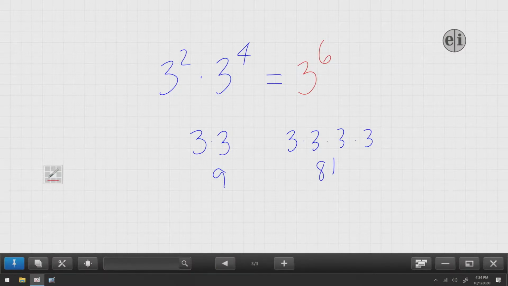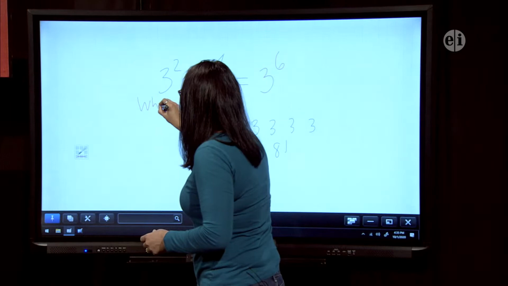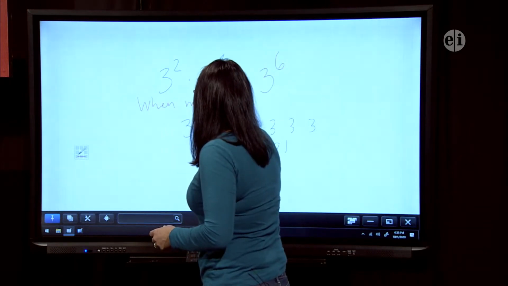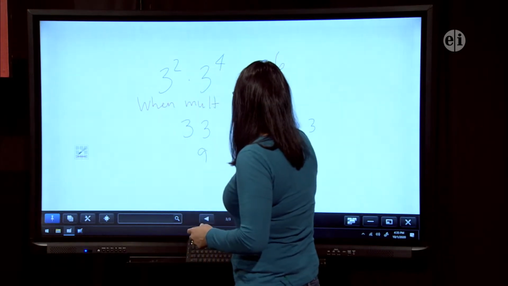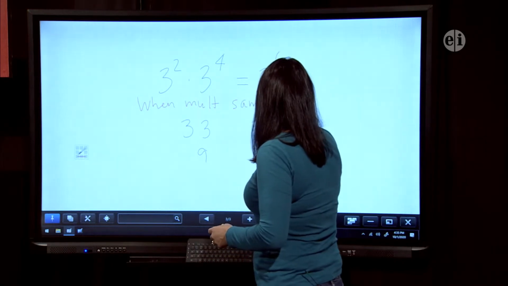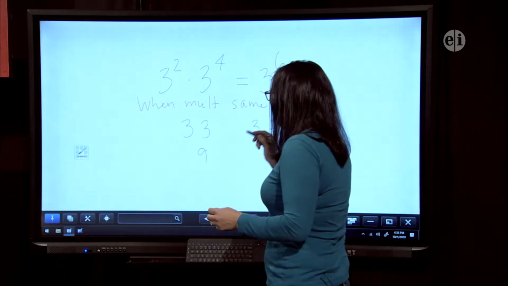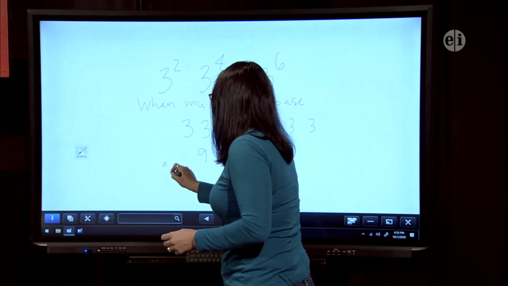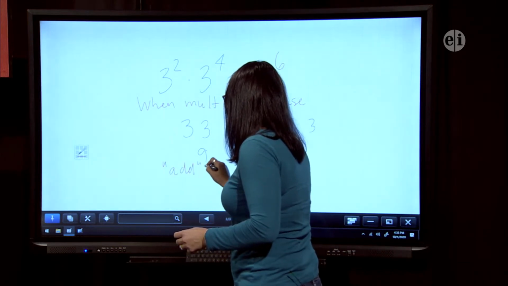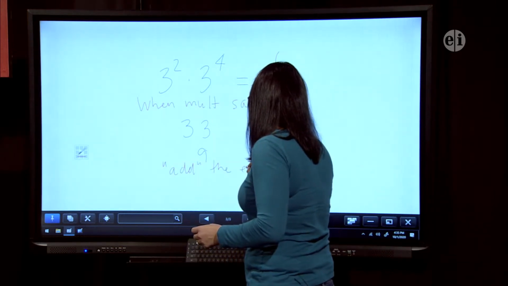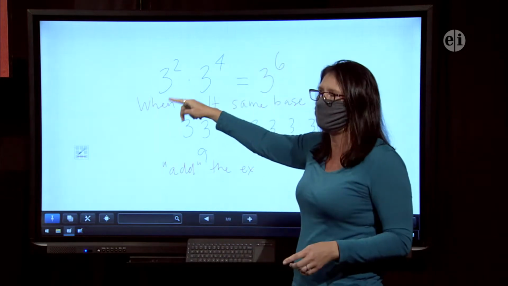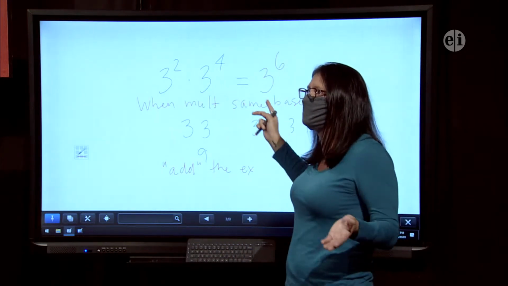And that's why I don't like to teach adding. I like to say that when multiplying the same base, I always say "add," in quotes, the exponents, because what people do, not only do I sometimes get 3 times 3 is 9, I get 3 plus 3 is 6.